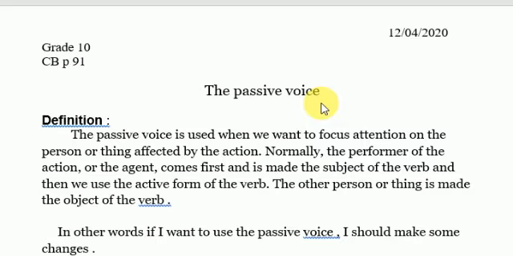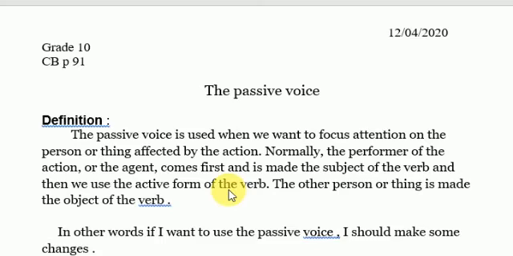Okay. First of all, let's start to define what we mean by the passive voice. The passive voice is used when we want to focus attention on the person or thing affected by the action, to put light on, in other words, to focus attention on the person or thing affected by the action. Normally, the performer of the action, or the agent, comes first and is made the subject of the verb, and then we use the active form of the verb.